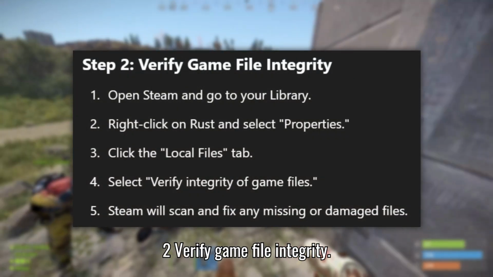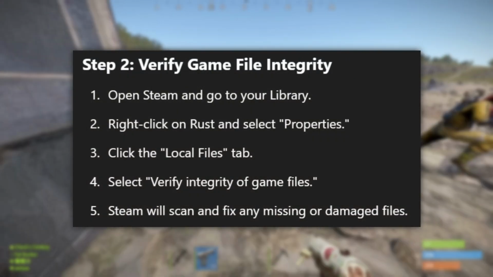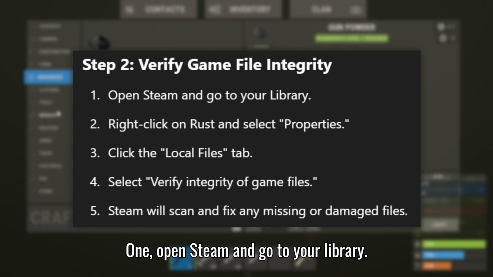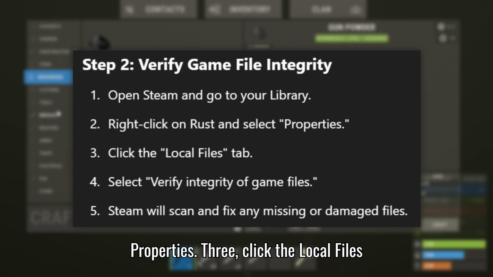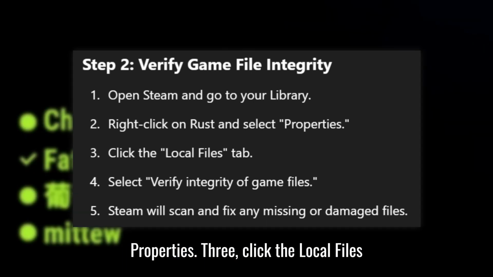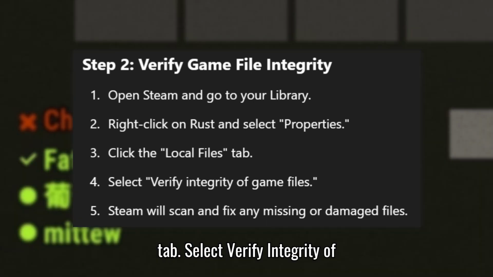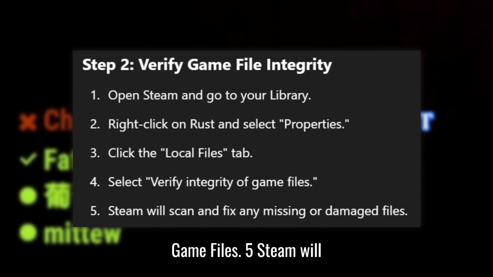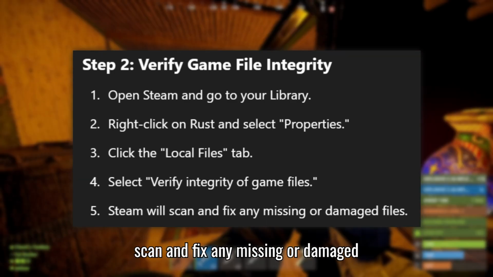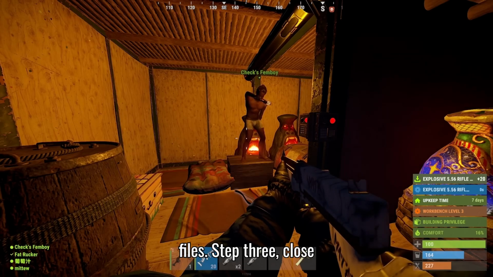Step 2. Verify game file integrity. 1. Open Steam and go to your library. 2. Right-click on Rust and select Properties. 3. Click the Local Files tab. 4. Select Verify Integrity of Game Files. 5. Steam will scan and fix any missing or damaged files.